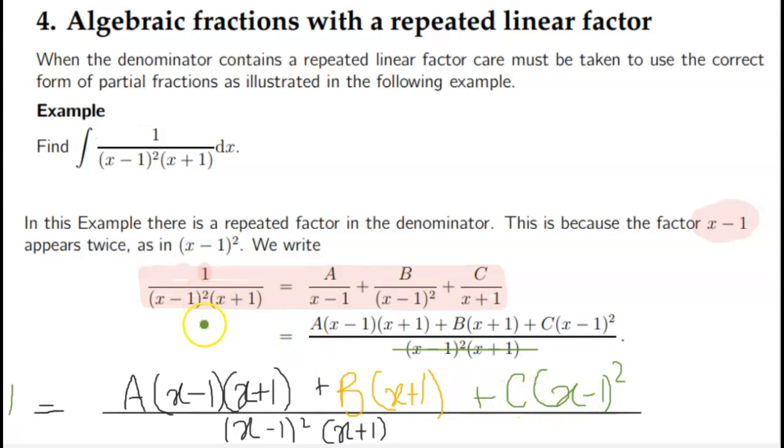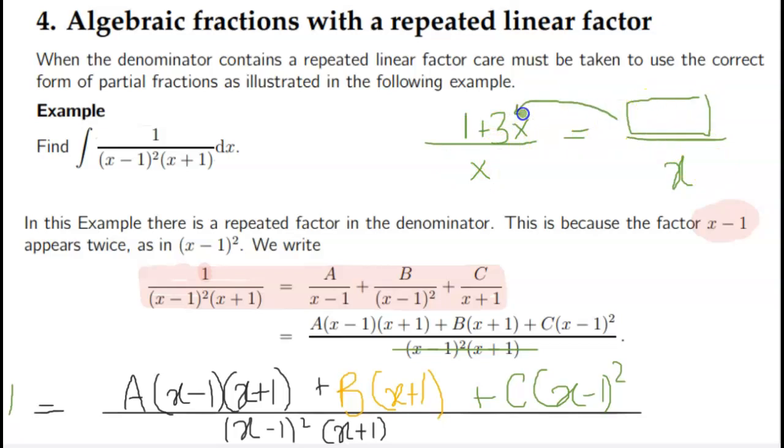Because the fractions will only be equal if the denominators are the same, the numerators have to be the same. For example, let's say the denominator here is x and the denominator there is x, and on the top here is 1 plus 3x. They will only be equal if whatever is here is equal to 1 plus 3x. Otherwise, they're not going to be equal. If the denominators are equal, the numerators have to be equal to make the whole fraction the same.